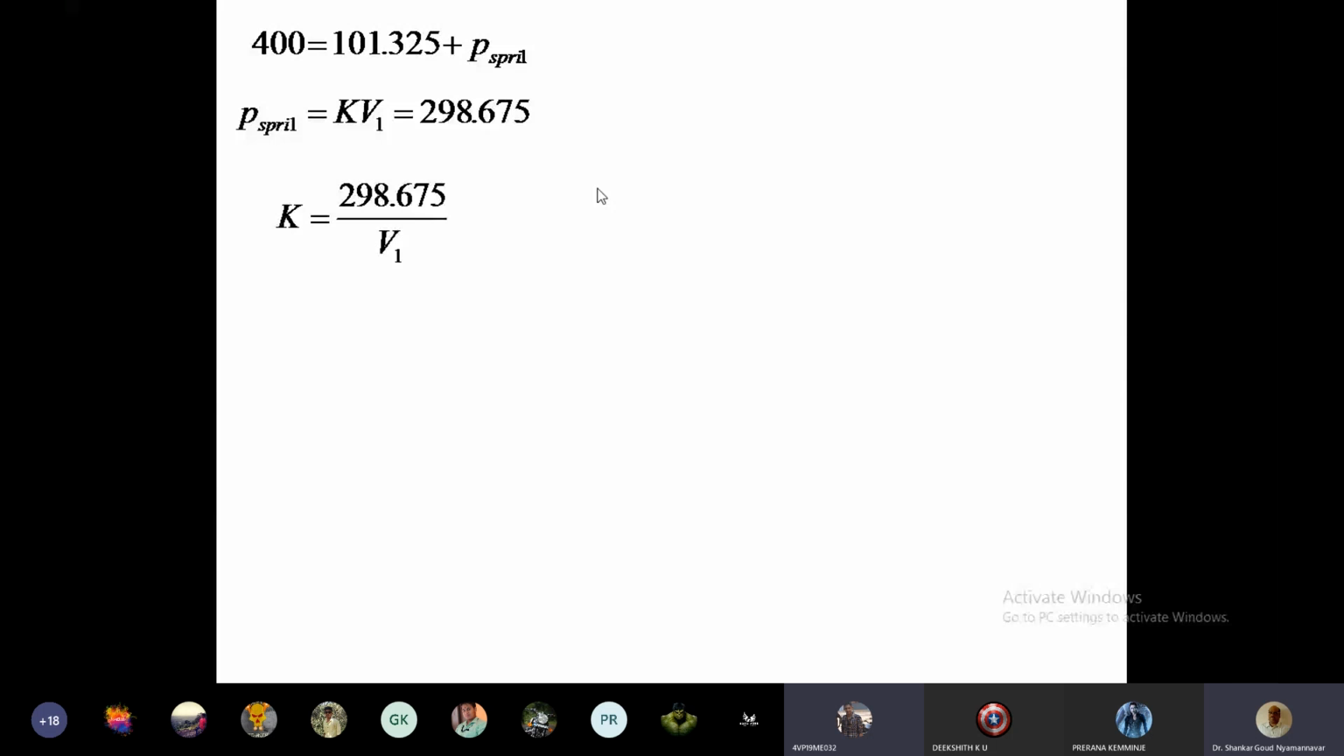1493.75 into 10 to the power 3. Are you getting the same answer? Something different? I don't know. Because this is in kilopascals, no? You have to substitute into 10 to the power 3. Right? Everybody getting the same answer? All of you calculated? Prerna, did you calculate this?